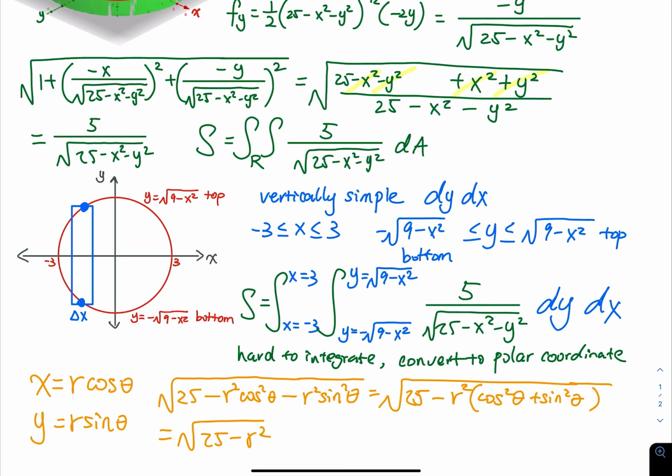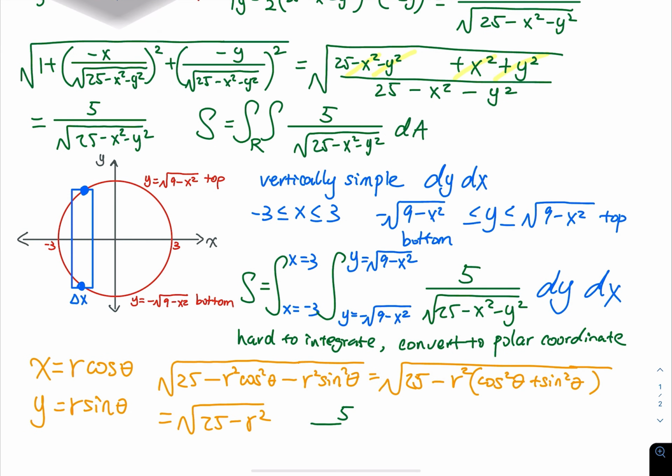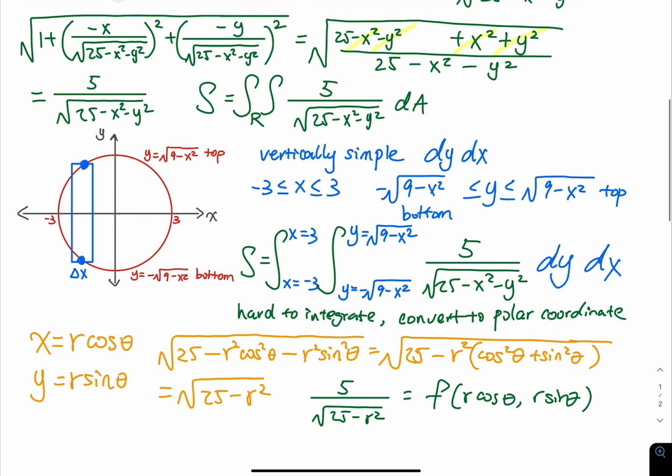So what is this equal to? Let me state this one more time. The 5 divided by the square root of 25 minus r squared. This is no longer f of x comma y. This is now f of r cosine theta and r sine theta. This is a polar function. This is in polar now, no longer in rectangular x comma y.